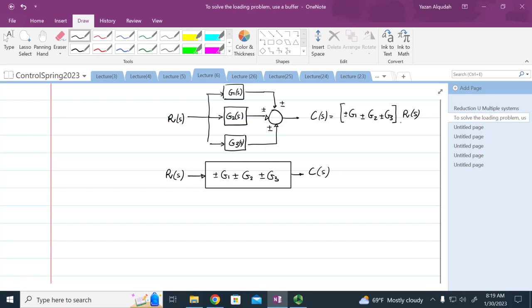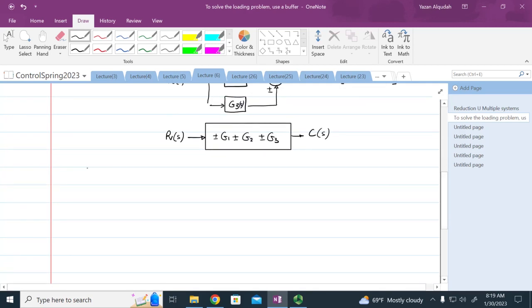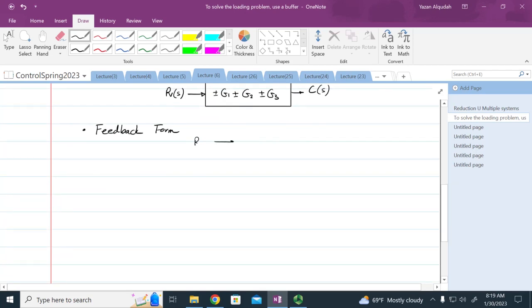Okay. Another form that we will see is the feedback form. And in this form, we're going to have an input R of S. We're going to have a forward gain G of S. We have the output C of S, and then we have a feedback H of S. And this feedback is either subtracted or added to give us this circuit or this block diagram.